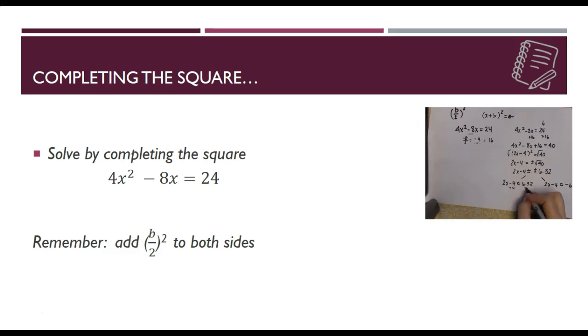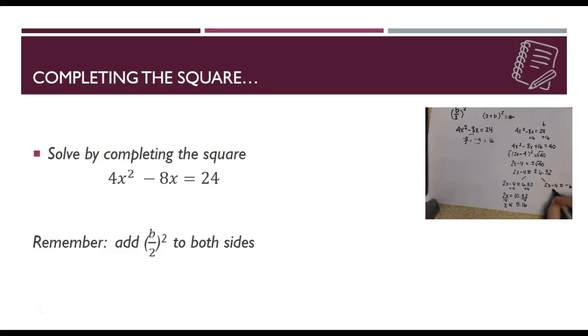I'm going to add 4 to both sides. And then that gives me 2x equals 10.32. Then I'm going to divide by 2. I'll end up with x equals approximately 5.16. I divided both sides by 2.